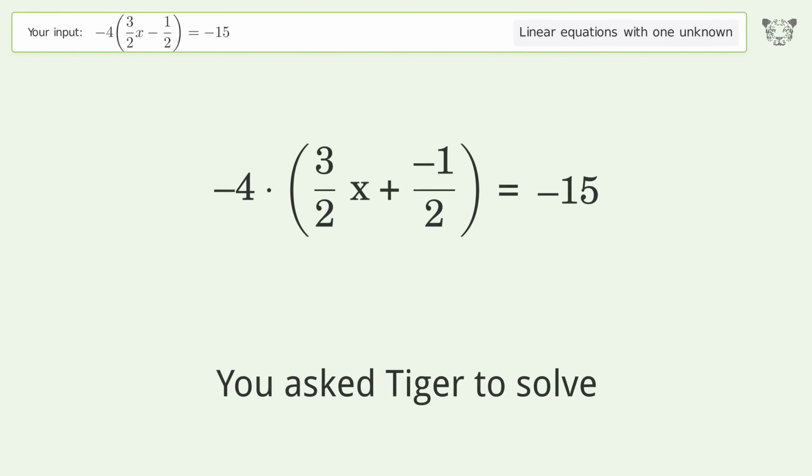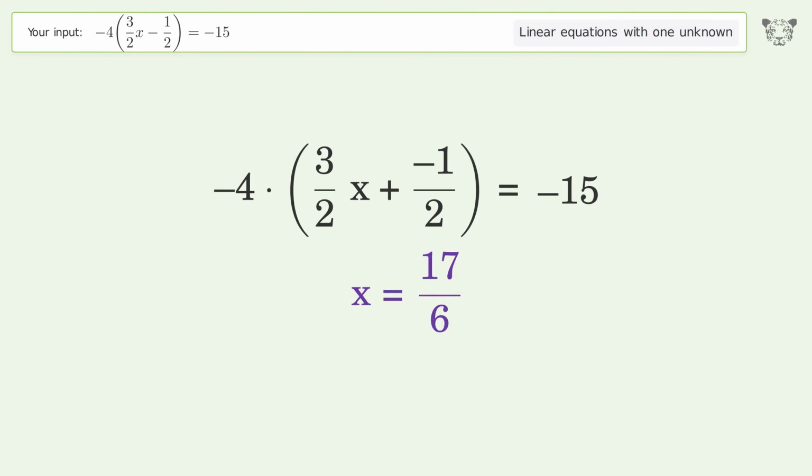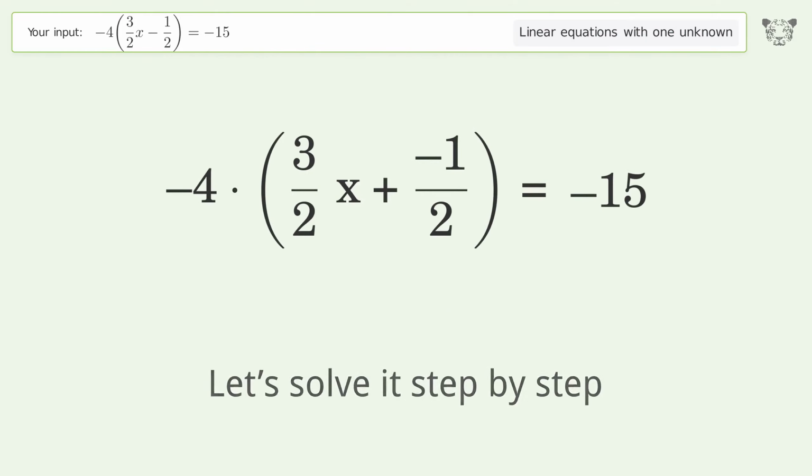You ask Tiger to solve. This deals with linear equations with one unknown. The final result is x equals 17/6. Let's solve it step by step.